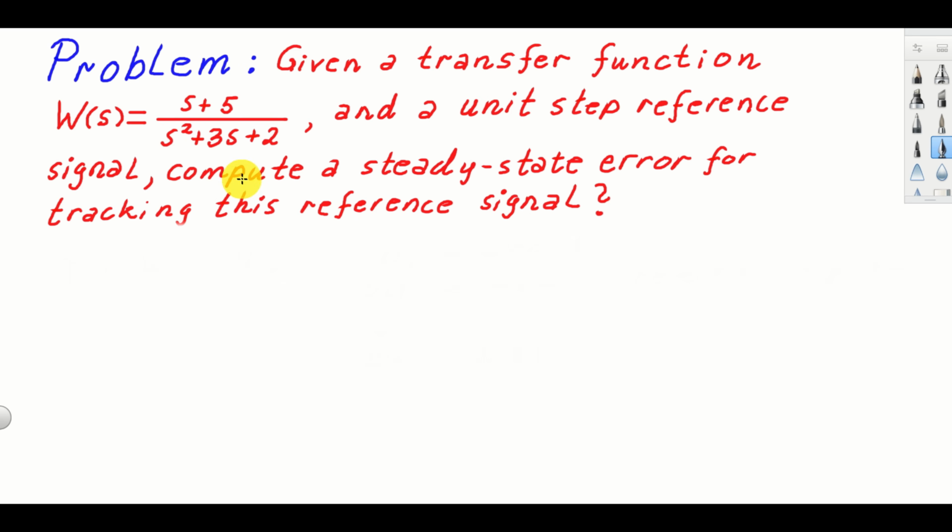Here's the problem that we want to solve. Given a transfer function that looks like this and a unit step reference signal, this is a very important information, we want to compute a steady state error for tracking this reference signal. Let's learn how to solve this problem.